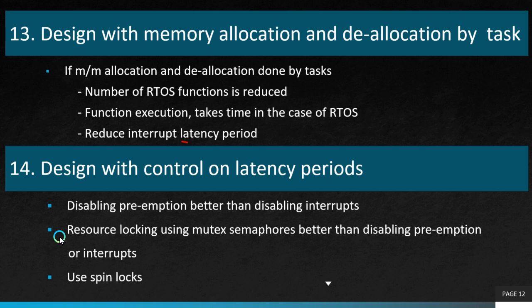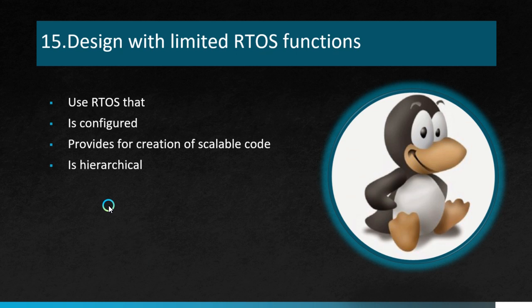So, resource locking using mutex semaphores may be better compared to disabling preemption or interrupts. Here, a task should take the mutex semaphore only during a short period. We can also use spin locks in the case where a critical section code is very short and executes in less time. Finally, the 15th design principle is design with limited RTOS functions.